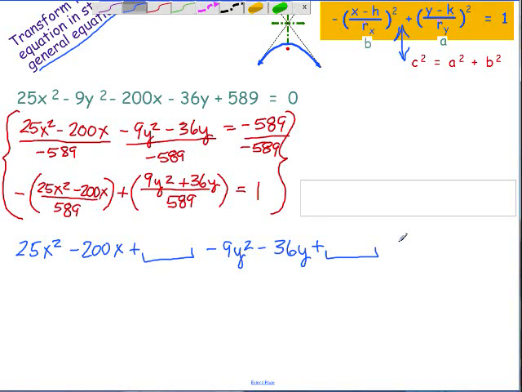There's something I'm going to add there. I'm going to get this out of the way, so I'm going to subtract that from both sides. Completing the square is going to be very messy unless I get this leading coefficient to be 1, which I can do by simply factoring out 25.